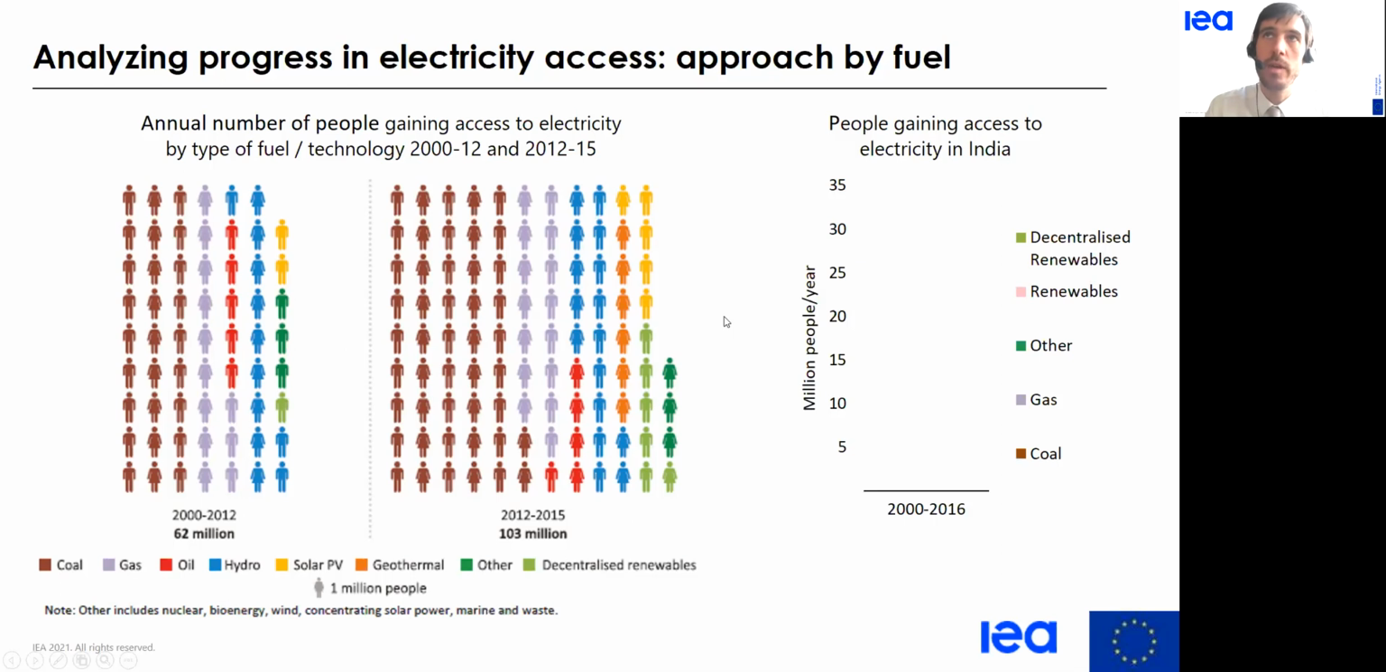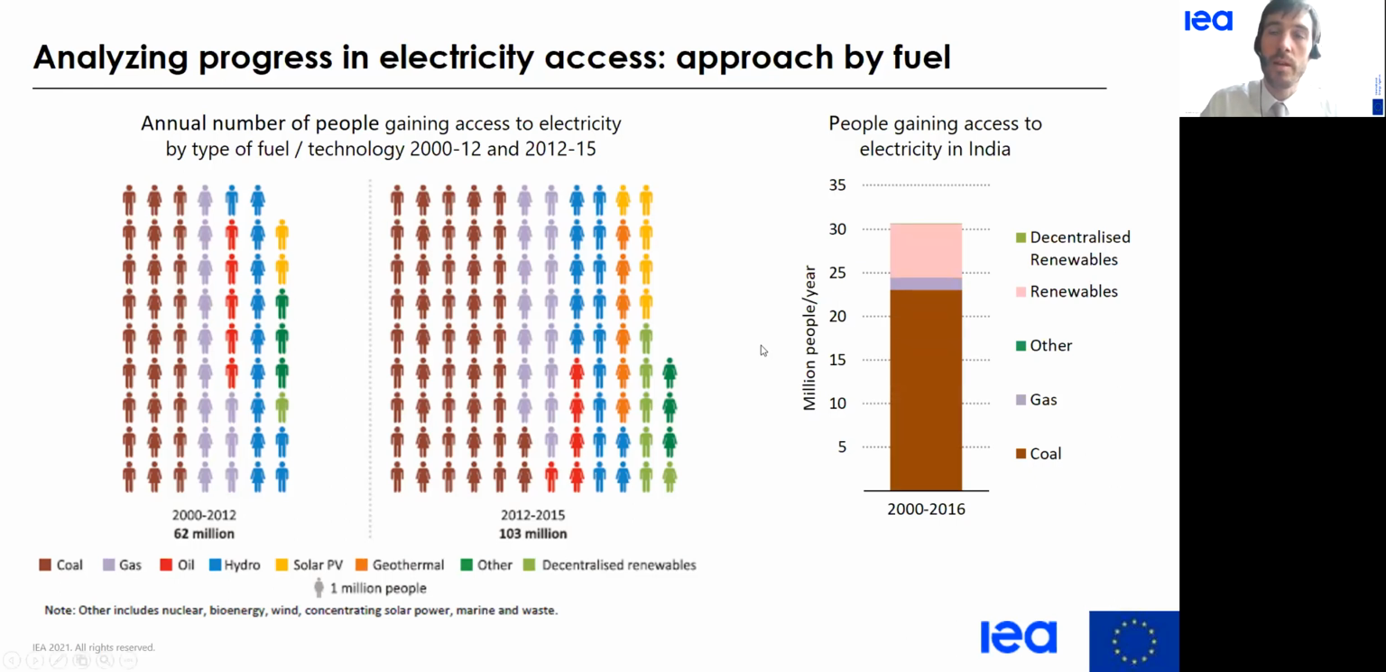If we zoom in and look at the case of India, as we mentioned, India has experienced the fastest electrification process in history, providing access to electricity to 600 million people in less than 2 decades. But if we analyze what has been the fuel providing all those electrons, it has mostly been coal, because people were mostly connected to the grid with coal-fired power generation.